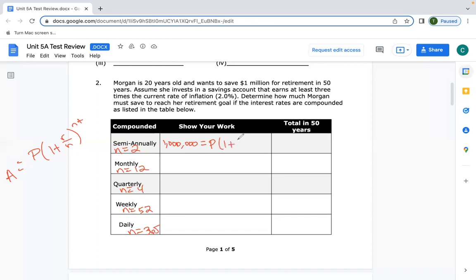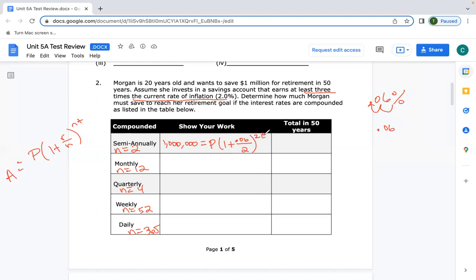We're going to say 1 plus, our rate is 3 times the current rate. So what's 3 times 2%? 6%. So we're going to say that is 0.06, because remember, we want to change percentage from a percent to a decimal. So it would be 0.06. And then we're going to plug in how many times a year it happened, which is 2.